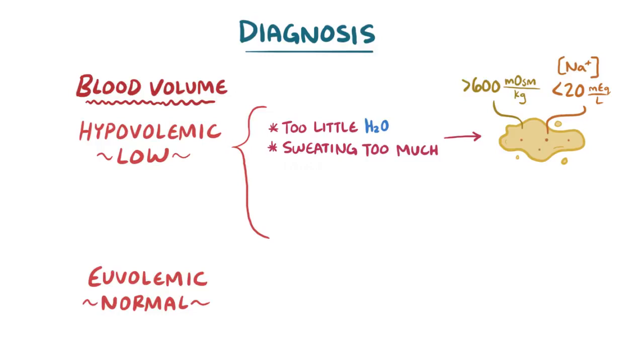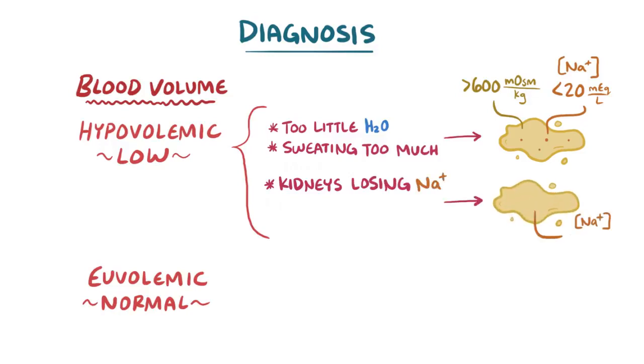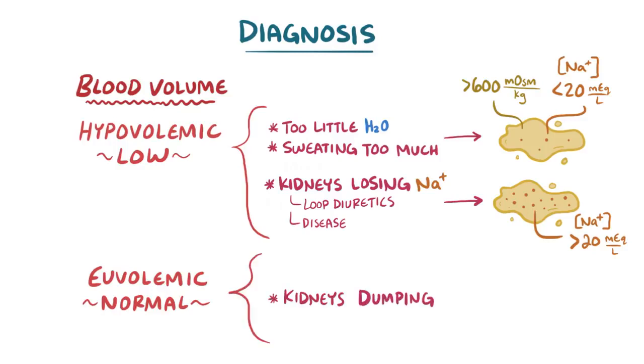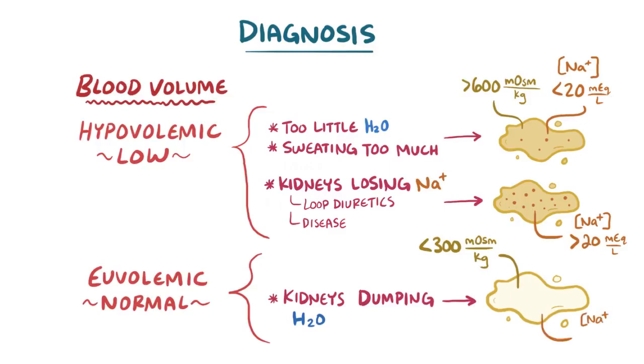If instead in a hypovolemic patient the kidneys aren't functioning right and are losing sodium, then the urine sodium concentration will be higher than 20 milliequivalents per liter. And this could be as a result of medications like osmotic and loop diuretics, or even as a result of a kidney disease. On the other hand, if a person is euvolemic, then it's usually because their kidneys are dumping water, like in diabetes insipidus. In this case, their urine osmolality is usually below 300 milliosmoles per kilogram, and they have a urine sodium concentration of less than 20 milliequivalents per liter.